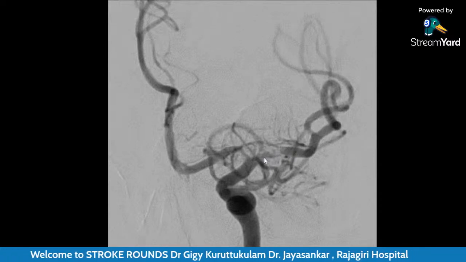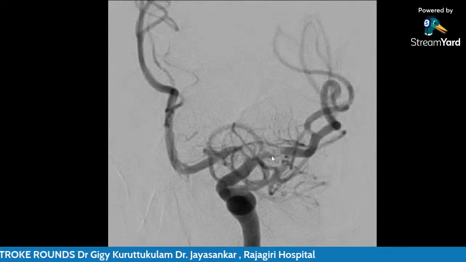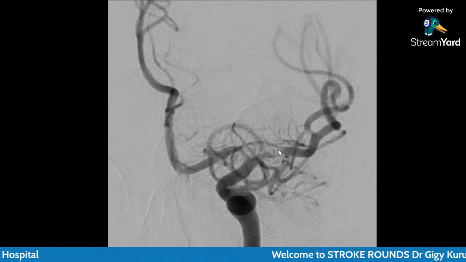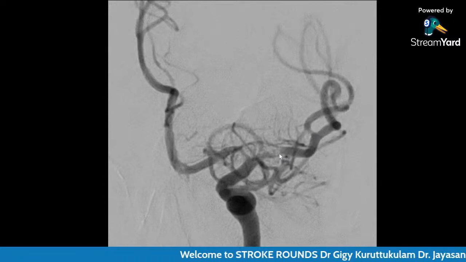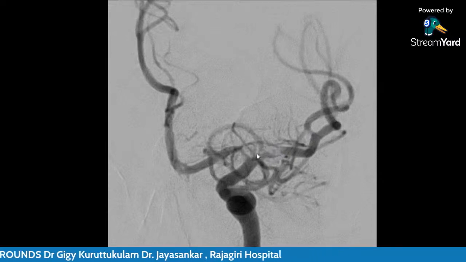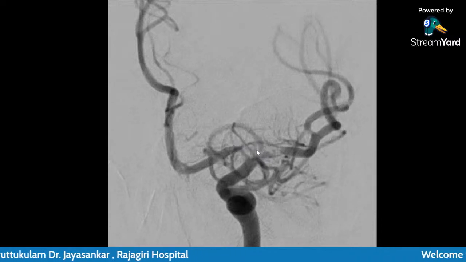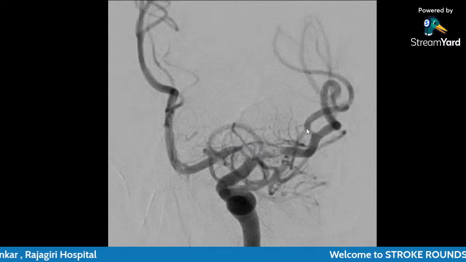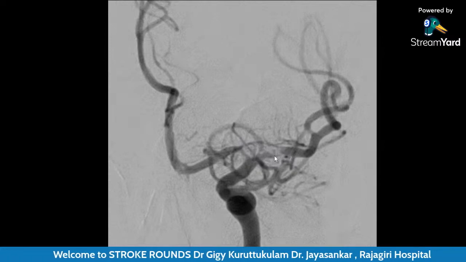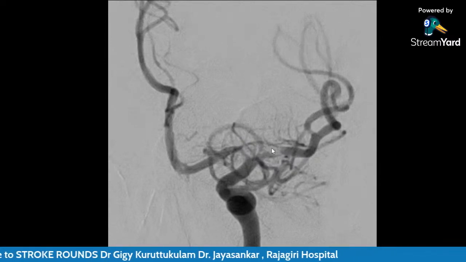You can see both the borders of the vessel very well, and there is some filling defect inside that. So what could this be? It can be a thrombus. You see the normal vessel, and then there is some defect inside that, suggesting that this is likely a thrombus. You see the A1 which is narrow. This branch also has a narrow origin. This is probably suggestive of intracranial atherosclerotic disease, but this lesion is not suggestive of an atherosclerotic narrowing.